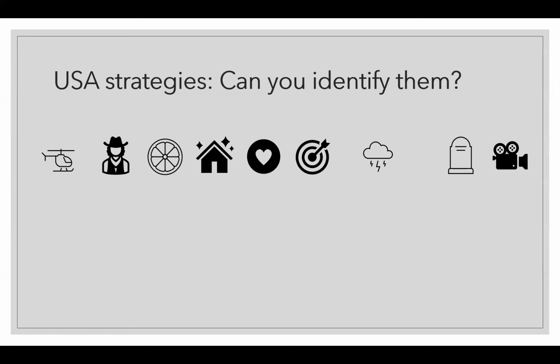All right, let's see how many of them we got right. First up, we have sending in helicopters and military advisors. So before the USA actually physically got involved in the war, they sent in helicopters and military advisors to South Vietnam to help them fight the Viet Cong.